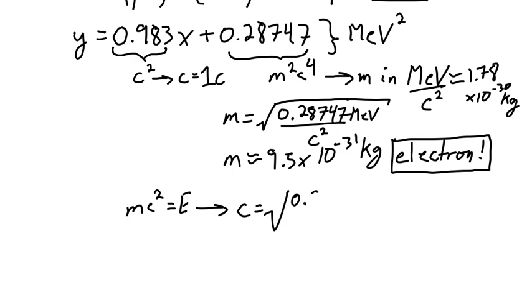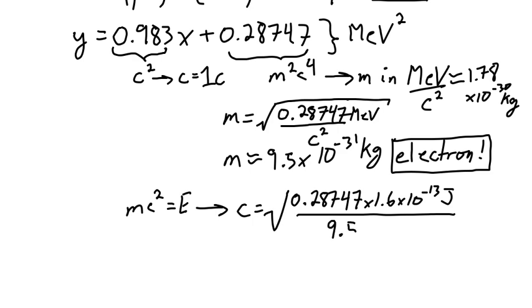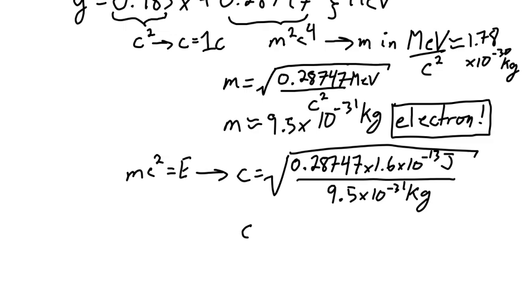which is 0.28747 mega electron volts, which we can convert to joules by multiplying by 1.6 times 10 to the minus 13. That's going to get us units of joules, which, as we remember, are kilogram meters squared per second squared. And we can divide that by the mass of an electron. We can use either the mass we just found of 9.5 times 10 to the minus 31, or a mass that we've looked up. Regardless, when we solve this, we'll find a value for c that is roughly 2.2 times 10 to the 8 meters per second.